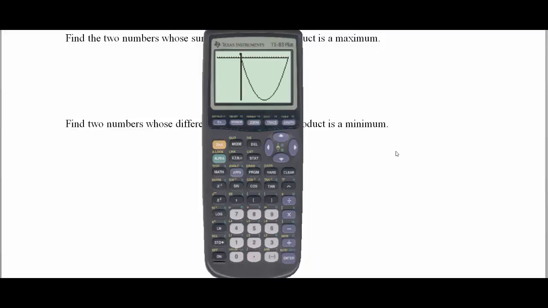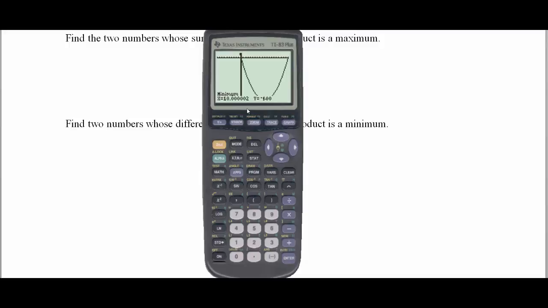And there's our minimum. We can actually use the second trace command to find that minimum, option number 3. There's our left bound, and move to the right. I just have to be on the right hand side where I see my little cursor, hit enter, and I can guess where it is in the middle if I want to, and hit enter, and the calculator will come up with an answer that at 10, where x is equal to 10, my y is going to be at negative 100.